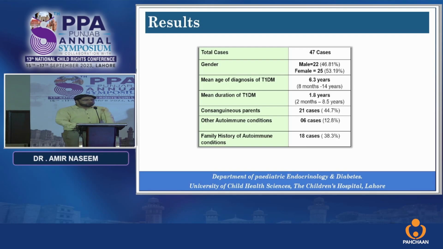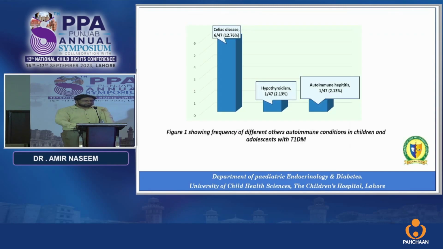Consanguinity was positive in 21 cases, other autoimmune conditions were present in 6 cases, and family history of autoimmune condition was positive in 18 cases. This is the graphical presentation. Celiac disease was the most common autoimmune condition in children with type 1 diabetes, with a percentage of 12.76%, hypothyroidism with a percentage of 2.13%, and autoimmune hepatitis with a percentage of 2.13%.